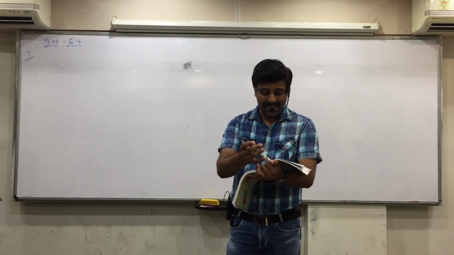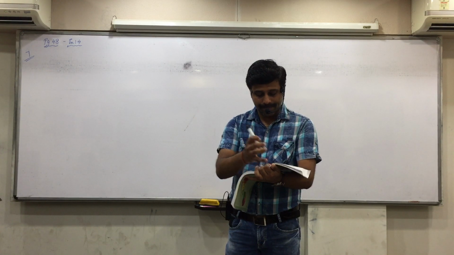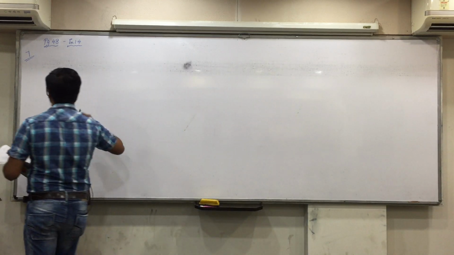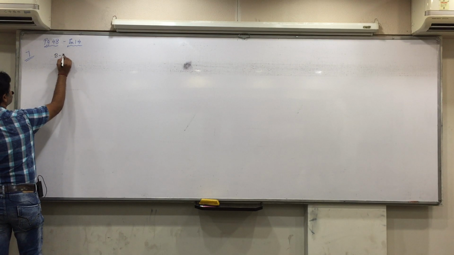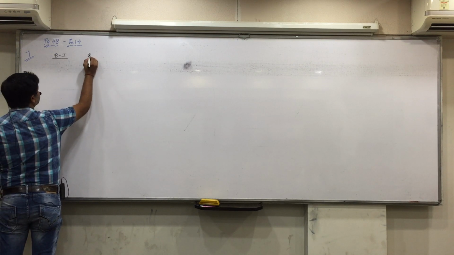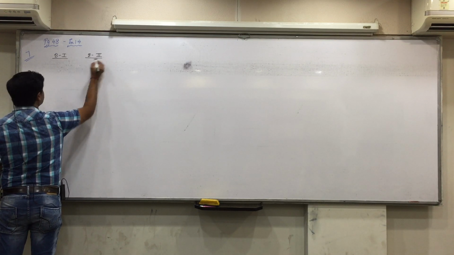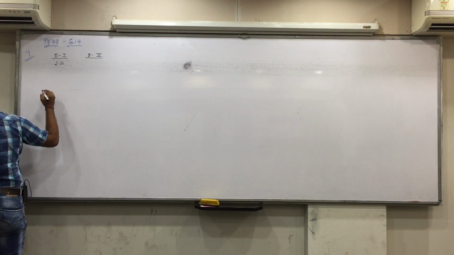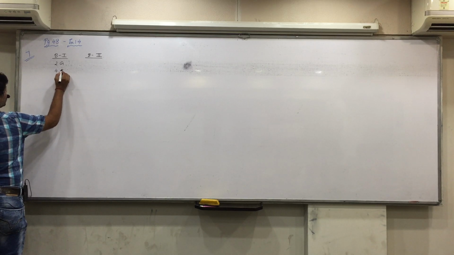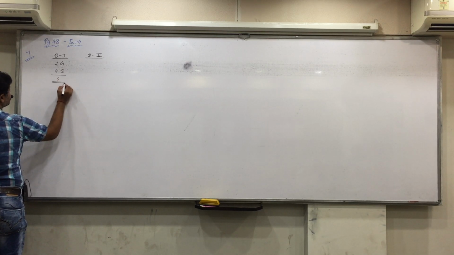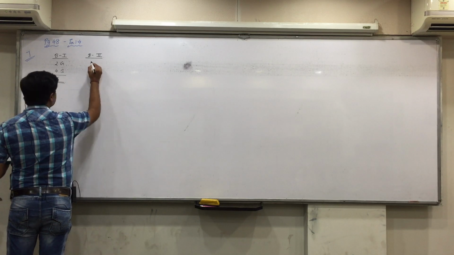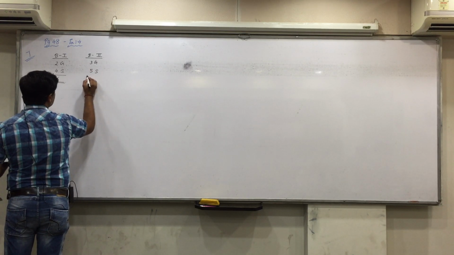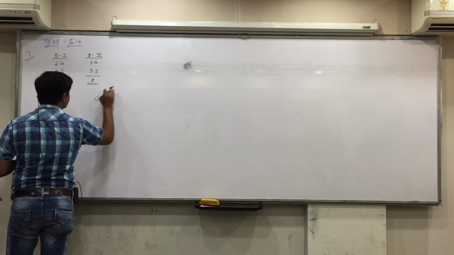There are 2 gold coins and 4 silver coins in a box. The other box contains 3 gold coins and 5 silver coins. So basically there are 2 boxes, box 1, box 2. In the first box there are 2 gold coins and 4 silver coins, so total 6 coins. In the second box there are 3 gold coins and 5 silver coins, so total 8 coins.